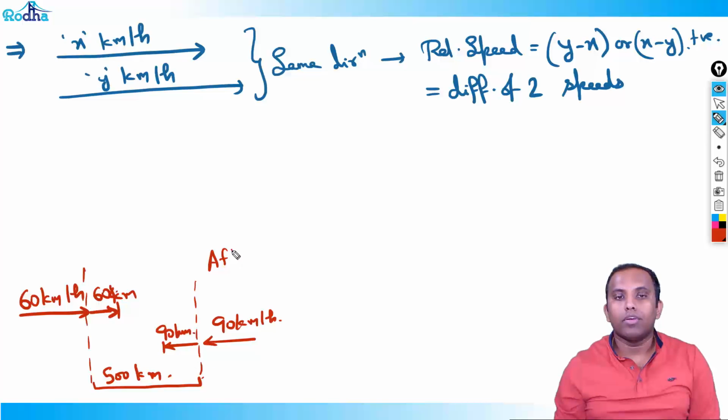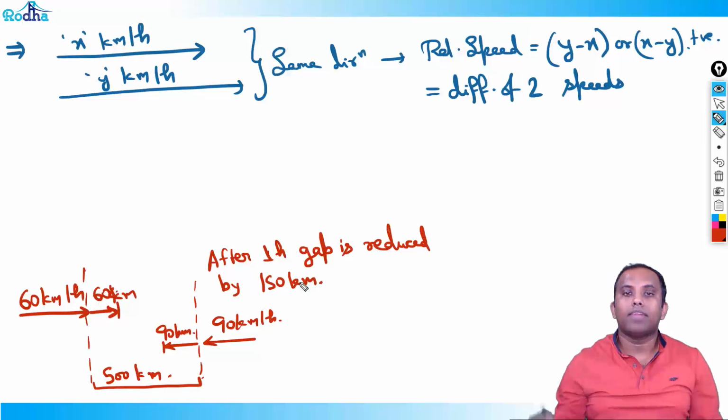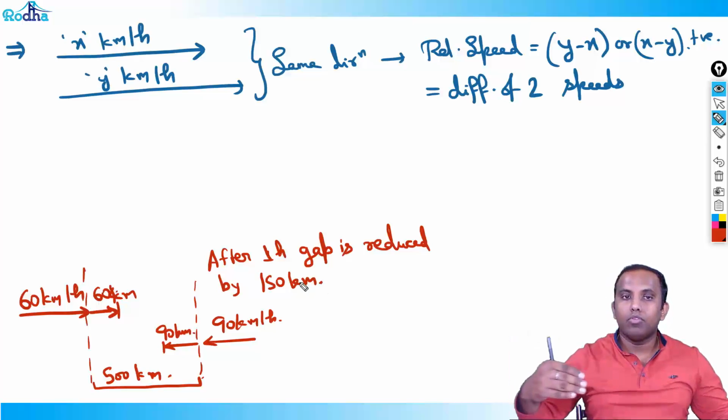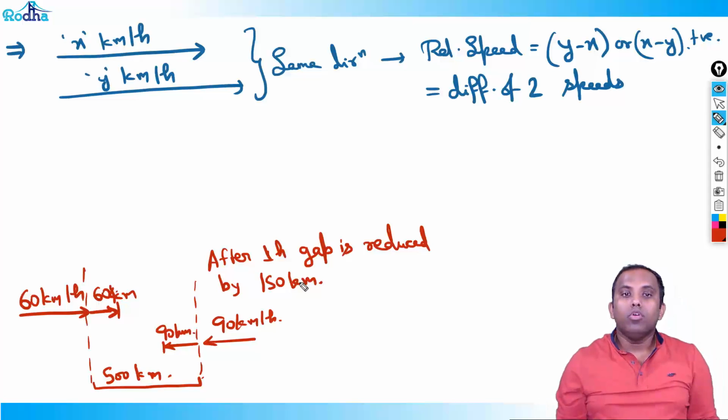Now after 1 hour, the gap is reduced by 150 kilometer. That is, this car has moved 90, this car has moved 60, right? So 150 kilometer. So this is addition, right?